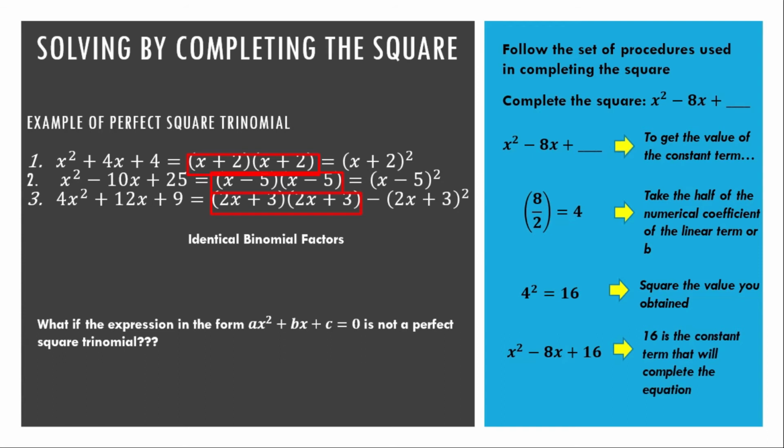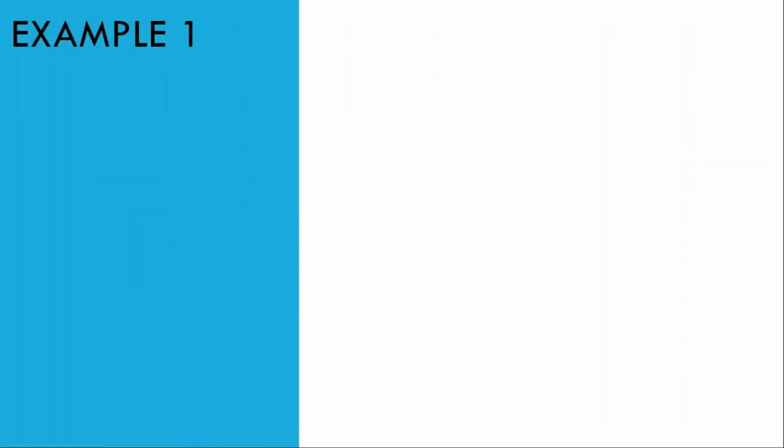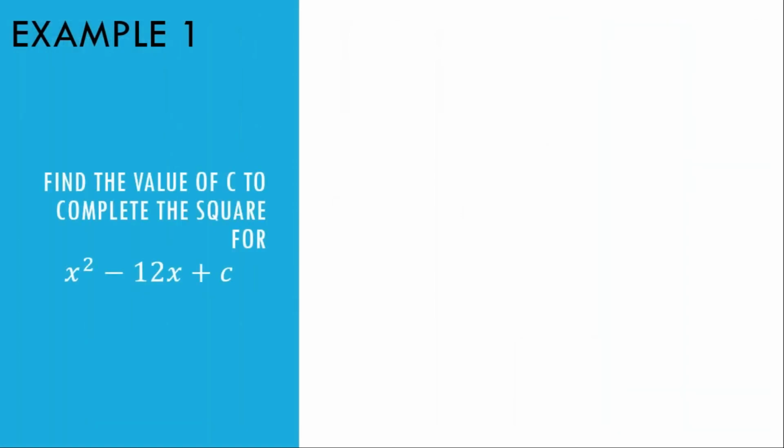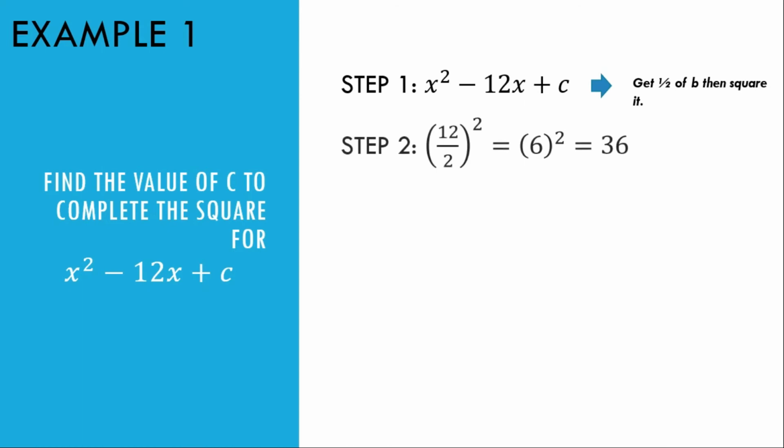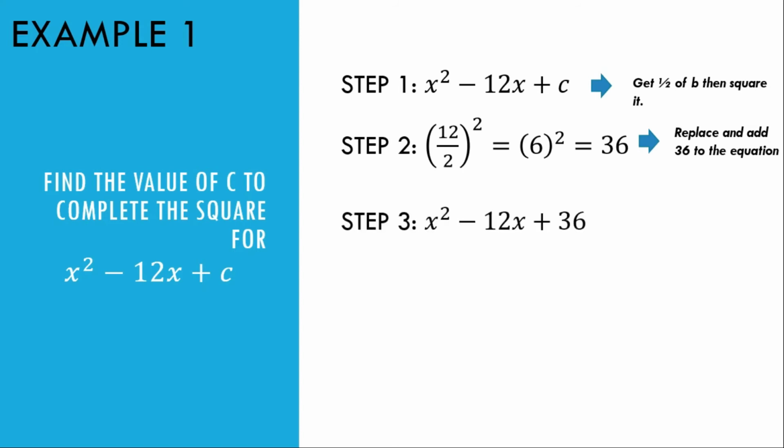Okay, gamitin naman natin siya sa mga example. For this one, find the value of c to complete the square for x squared minus 12x plus c. And kunin muna natin yung 1/2 ni b, tapos square natin. Ayan. So, 12 over 2 squared is equal kay 36. So, 36 yung ating constant term or yung value ng c dito sa ating example number 1. So, this is our full equation which is x squared minus 12x plus 36.